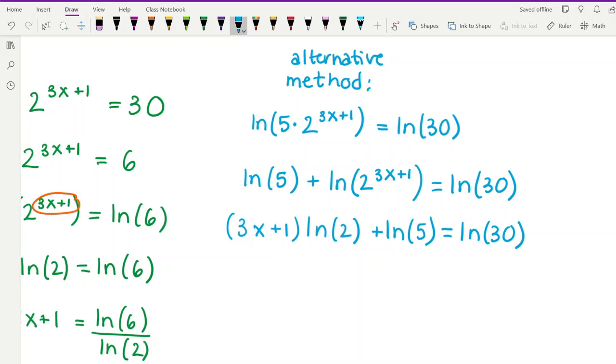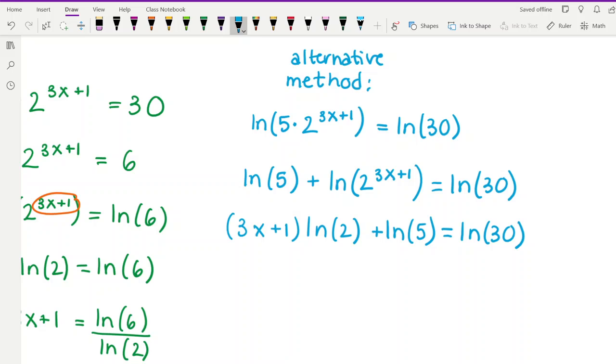And I'm not going to keep going with this, but basically if you were to subtract ln of 5 from both sides and then divide both sides by ln of 2, at the end of the day, you would get the same answer. So if you're interested, I would encourage you to see this through and see what happens, and you'll see that you get the same answer.